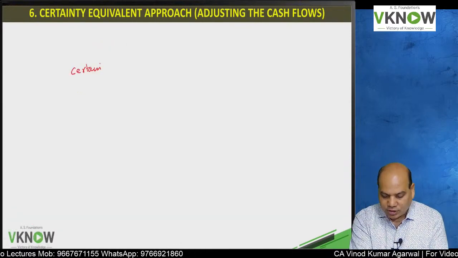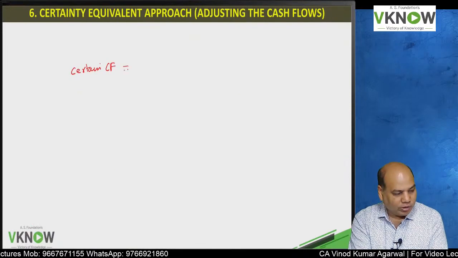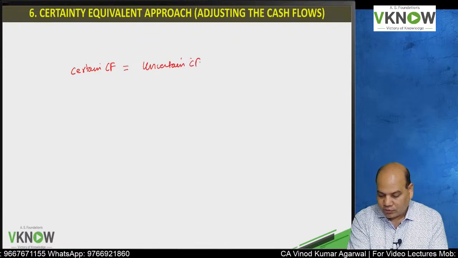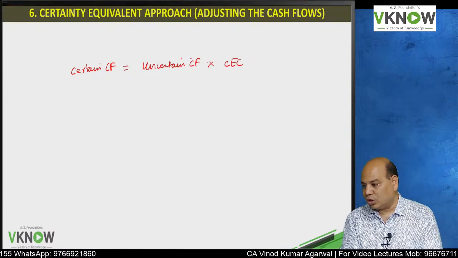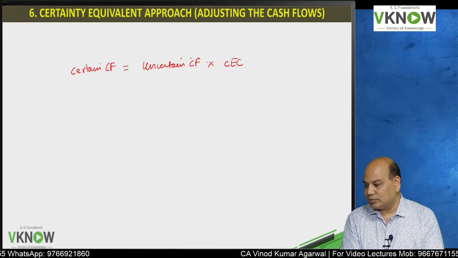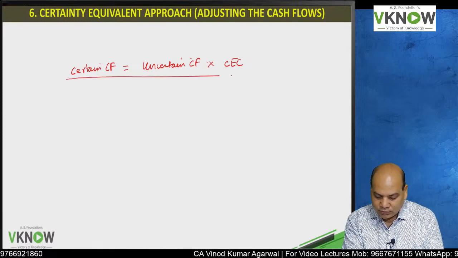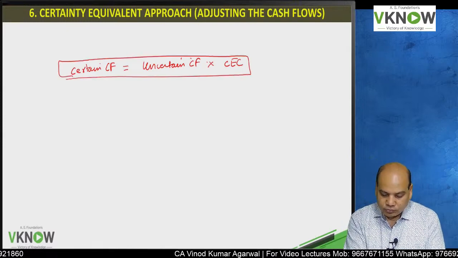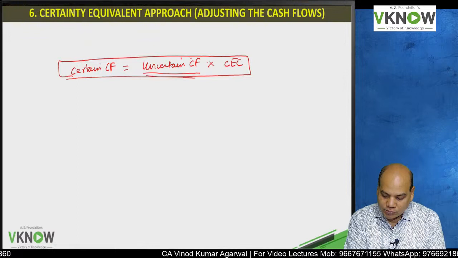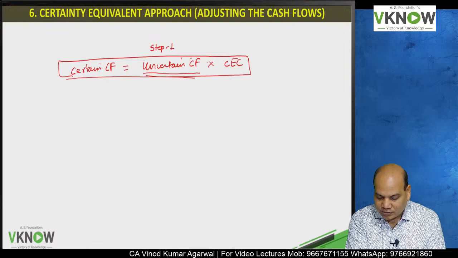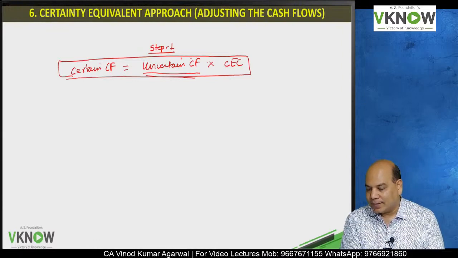So how do you get certain cash flow? You will get certain cash flow by multiplying uncertain cash flow by the certainty equivalent coefficient. Very good, Divya. You will get 92,900. So this is the formula to convert uncertain cash flow into certain cash flow. This will be step 1 in our answer: convert uncertain cash flow into certain cash flow.